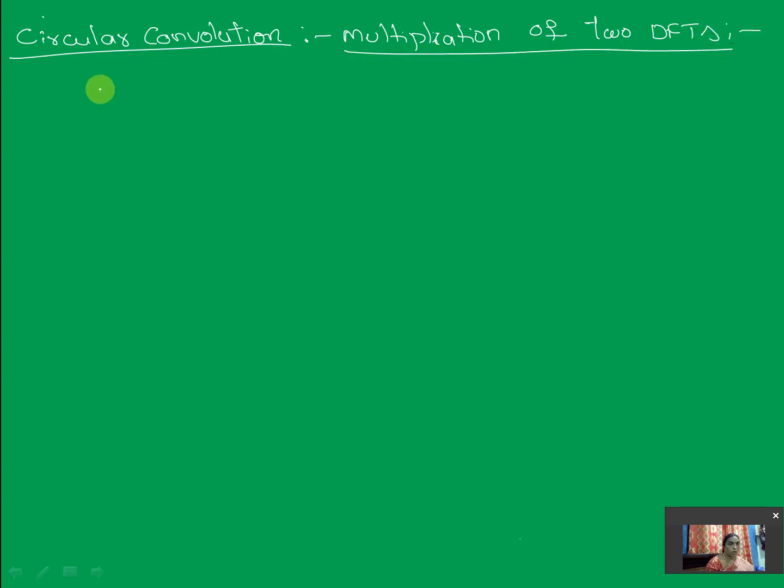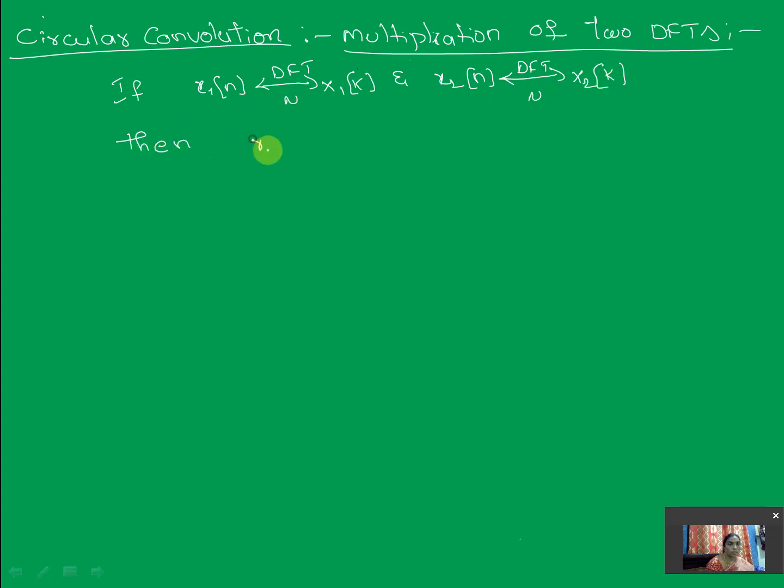Right. So now here is the statement: if x1 of n has an N-point DFT, that is x1 of k, and x2 of n has an N-point DFT, x2 of k, then x1 of n circular convolution x2 of n has the N-point DFT, that is x1 of k into x2 of k.